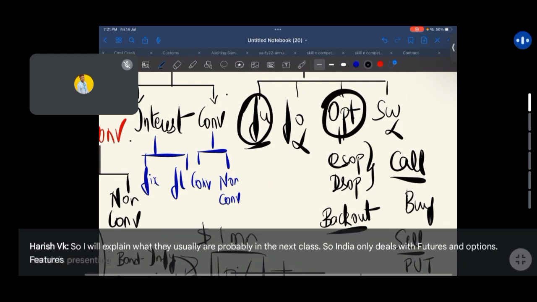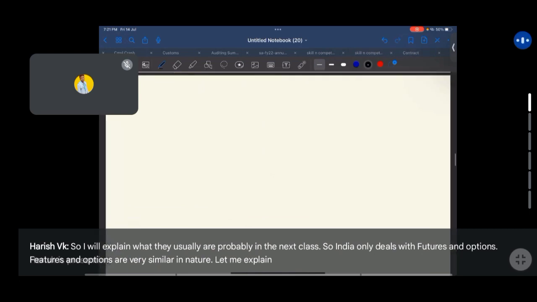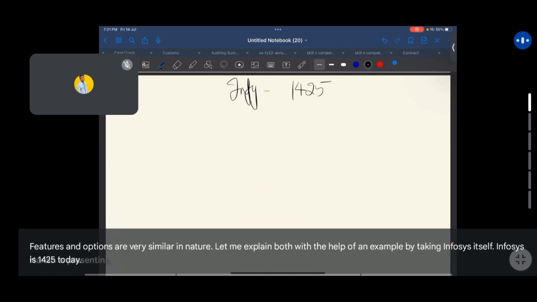Futures and options are very similar in nature. Let me explain both with the help of an example by taking Infosys itself. Infosys is 1425 today. You are neither an employee nor a director. You are just like me. You are just a third party who wants to buy Infosys shares.